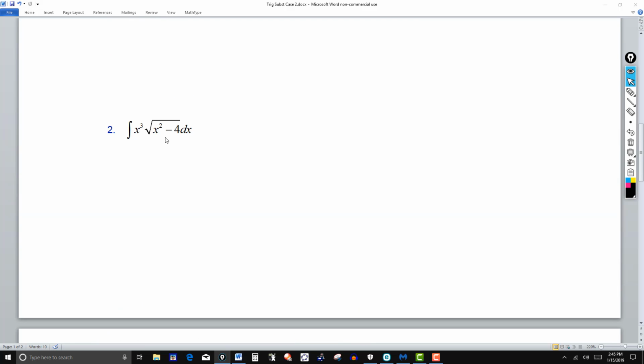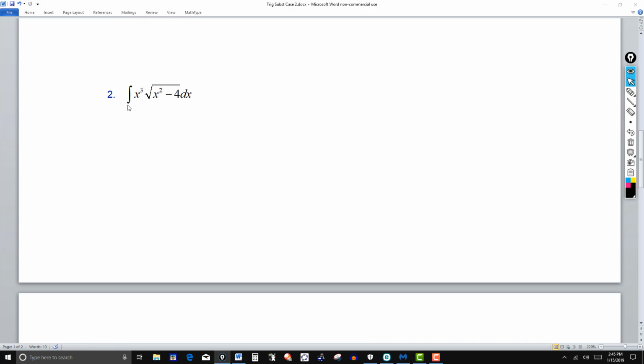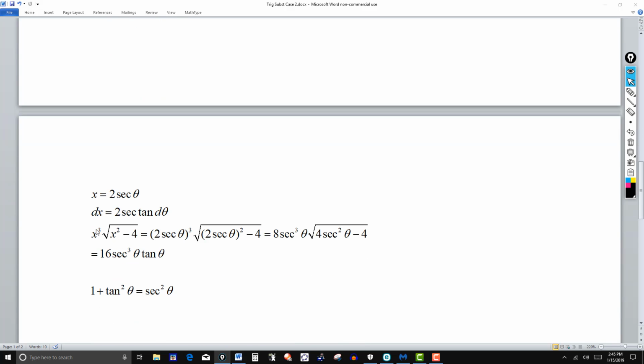Then I'm going to make the substitutions into the integrand. Where I have an x, I'm going to replace it by 2 secant theta. Notice here that I got x cubed, x is 2 secant theta, I cube it, and then under the radical I got x squared, so I replace the x by 2 secant theta, quantity squared, minus 4, and then do the computations, and I get this integral right here.